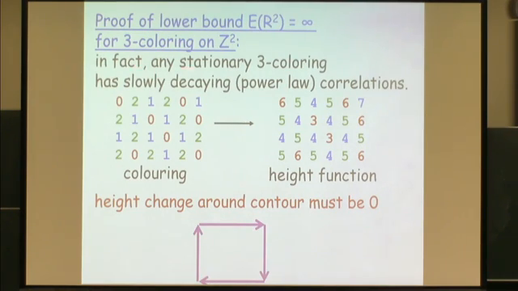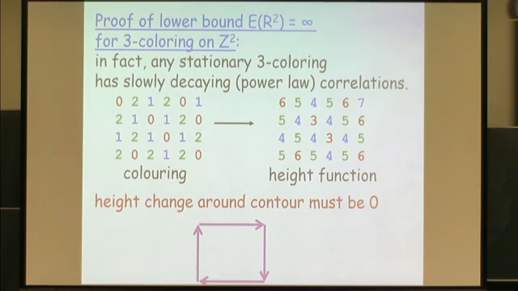And so in fact, something stronger is true. Any stationary 3 coloring has fairly slowly decaying correlations in a way that implies this. And the key idea is there is a height function for 3 colorings on Z2. People are nodding because many people know this already, I'm sure. So if you have a 3 coloring of Z2, you think of the colors as 0, 1, or 2, and along any edge, of course, the colors are different, and that means if you think of them as numbers mod 3, they differ by one way or the other.